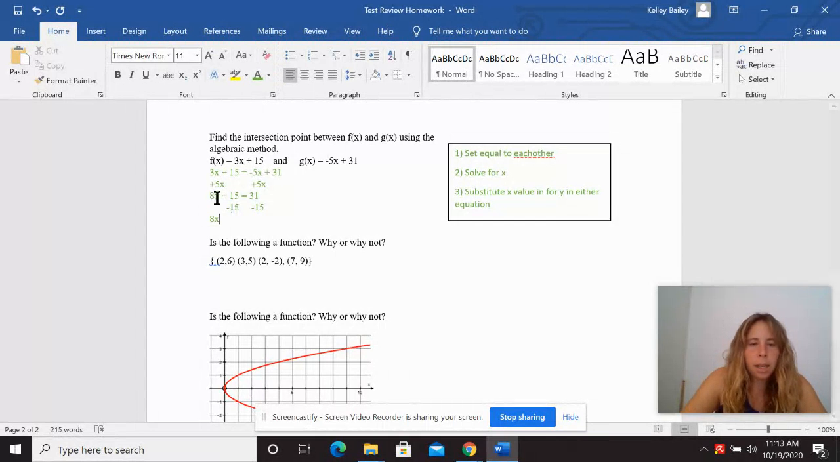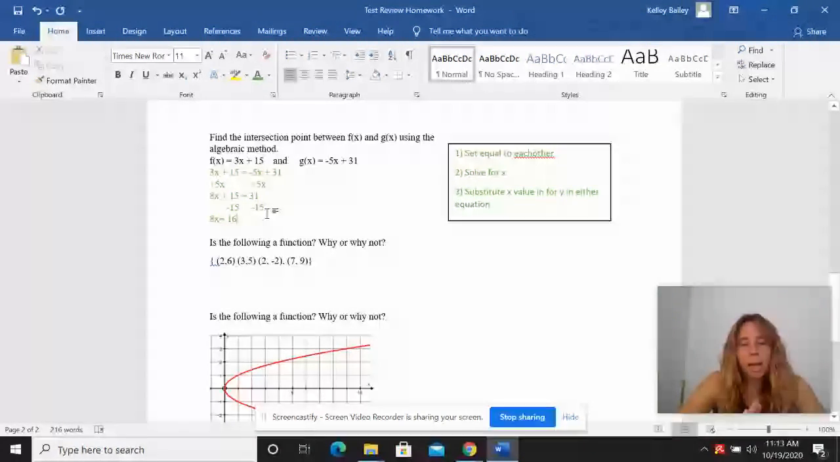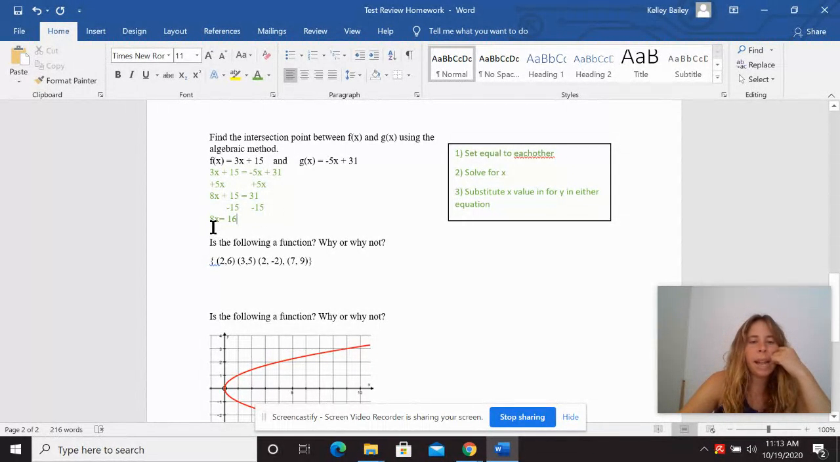8x. And then we didn't do anything to 8x, so I just rewrote him. 15 minus 15 is 0. And then on the other side, you have 31 minus 15, which is 16. Last step. This is saying 8 times x equals 16.